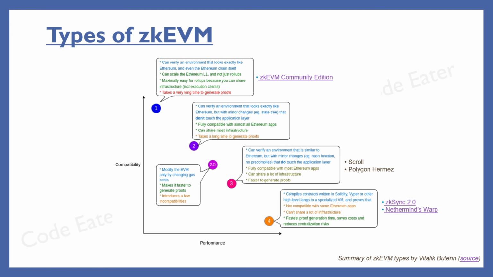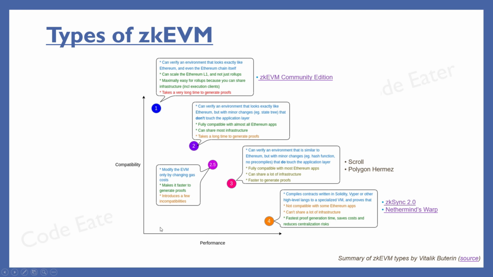So you can see that highly compatible means they are compatible with the EVM, so that we do not need to make many changes to our Solidity code when we want to use the zkEVM. So if you see that we have this 1, 2, 2.5, 3 and 4, and if you see this first one, that is the zkEVM community edition, it is highly compatible, right? It is highly EVM compatible, but the performance is pretty low.